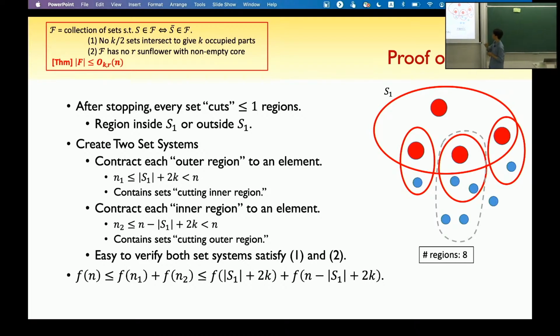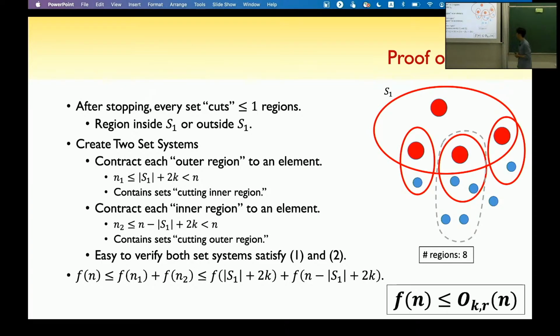This is the intuitive reason why these two new set systems will not have any of the forbidden structure. It's easy to formally verify. But if you believe 1 and 2, then we can just use the induction hypothesis because n1 and n2 are strictly less than n. So this gives us the following recurrence relation, and if you solve it, it's going to give us this bound.